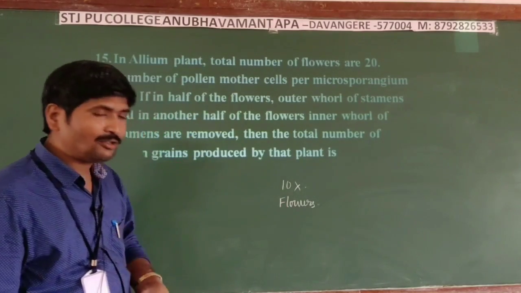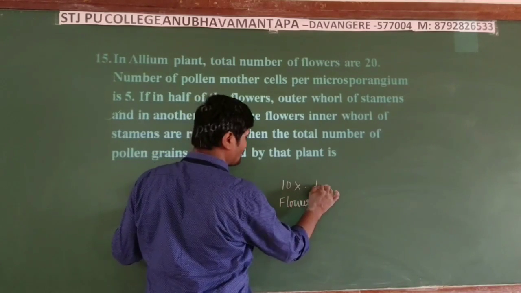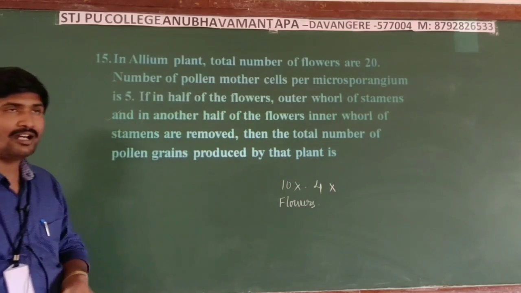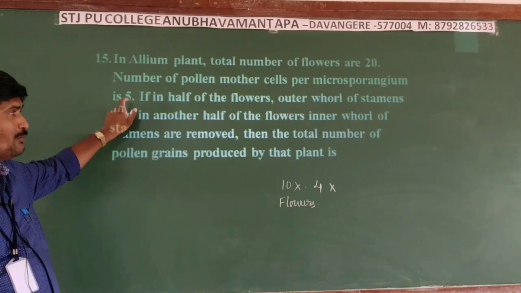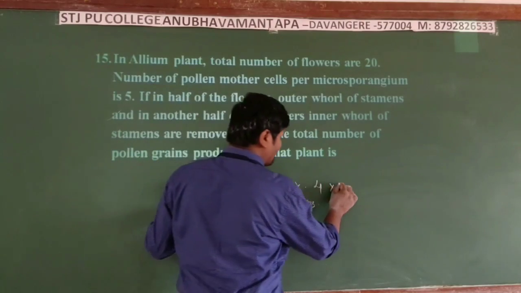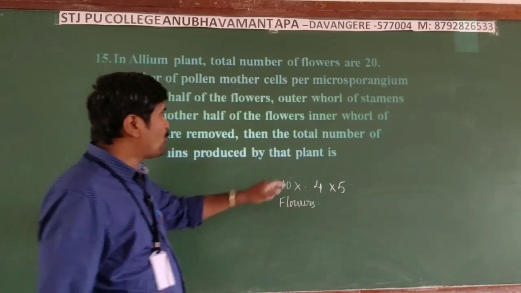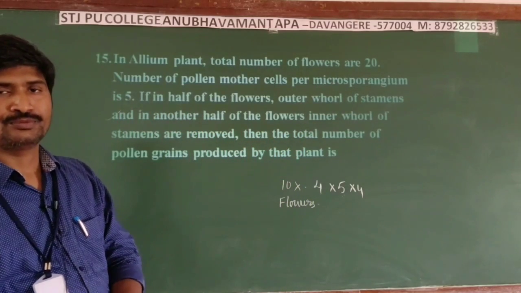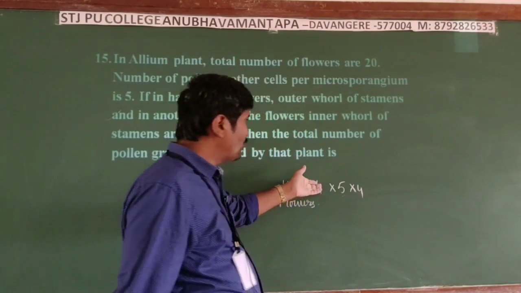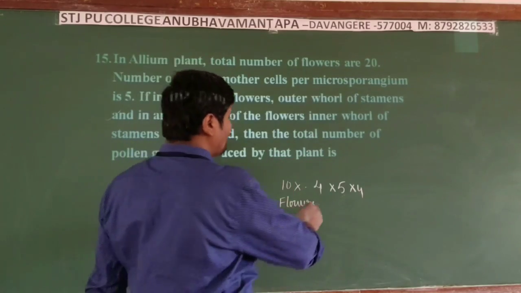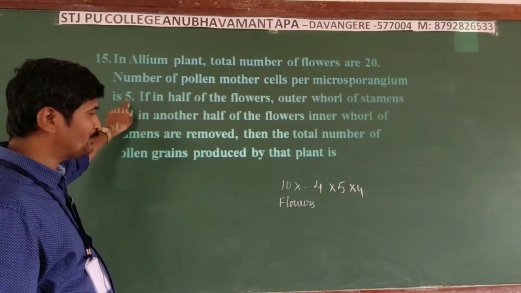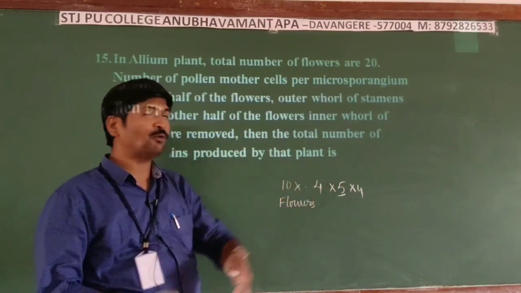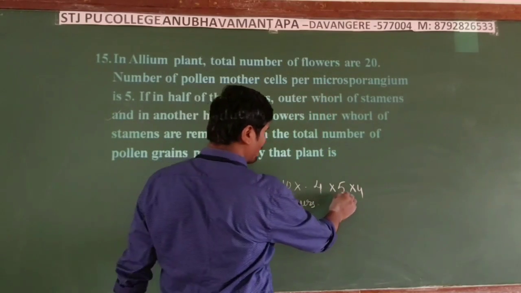Each flower contains how many microsporangia? Tetrasporangiate, so 4. Each microsporangium contains how many pollen mother cells? 5 pollen mother cells are present in each microsporangium. Each pollen mother cell gives rise to how many pollen grains? 4 pollen grains. So here, a total of 10 flowers, 4 microsporangia in each anther, 5 pollen mother cells in each microsporangium, and each pollen mother cell gives rise to 4 pollen grains.